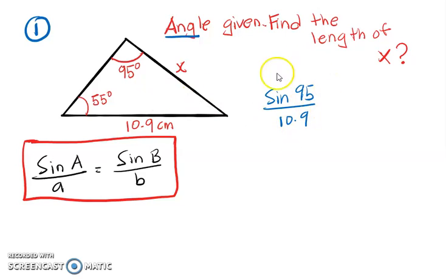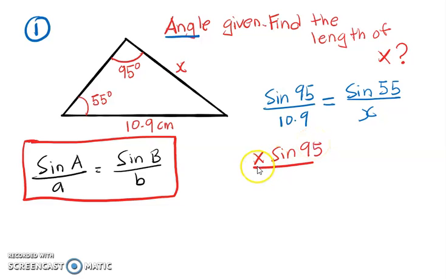Okay, so we have done the first pair at this side and then it has to be equal with the another pair, which is the 55 and also the x, the length. So sine 55 over x. And now we have to find the value of x. Okay, the x we have to move to the opposite side. It will become multiply. Okay, and then we have to move the sine 95 and the 10.9 to the opposite side.